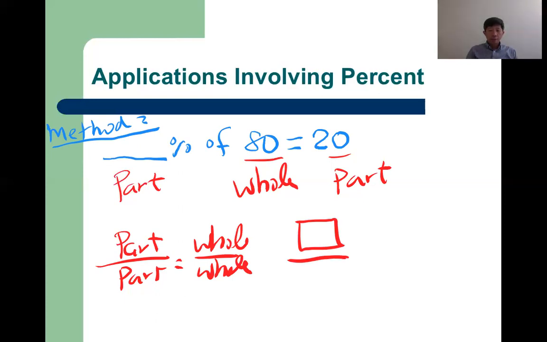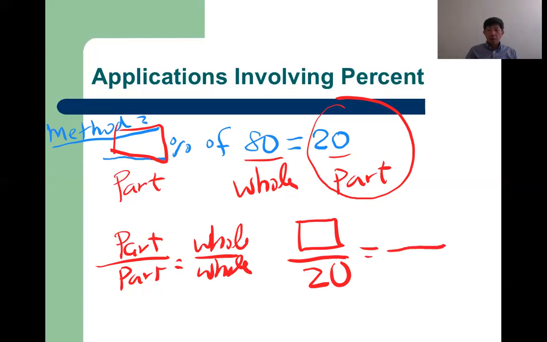Then part, do we have part information here? It's 20. One is unknown. Now what about the whole? The whole is always how many percent? A whole is always 100%, right? And do we have information for the whole? Underneath is 80, okay? Then we can set up this equation and we can cross multiply.